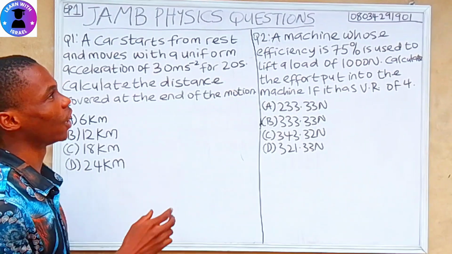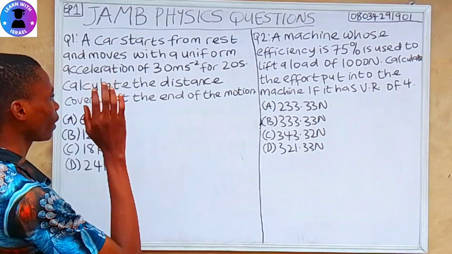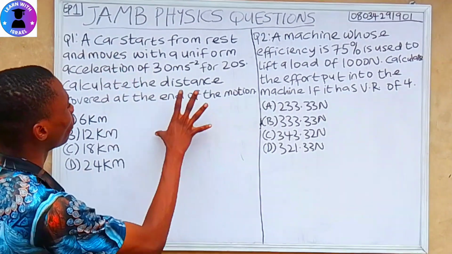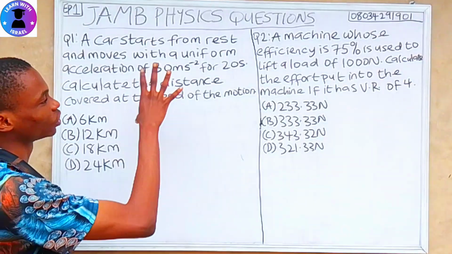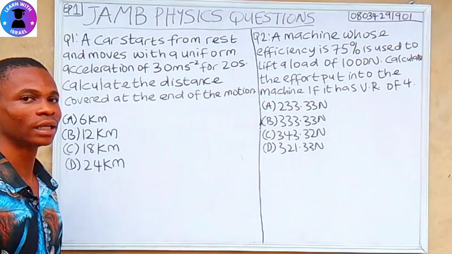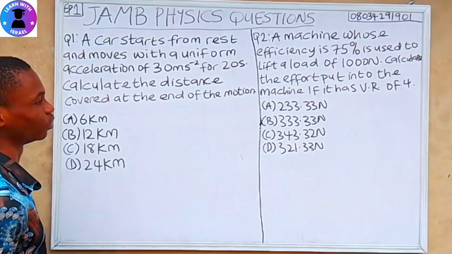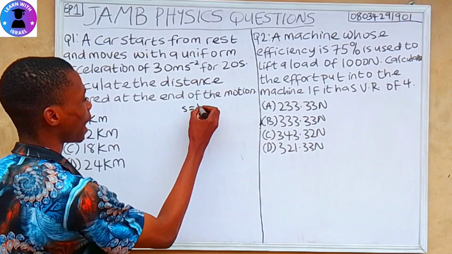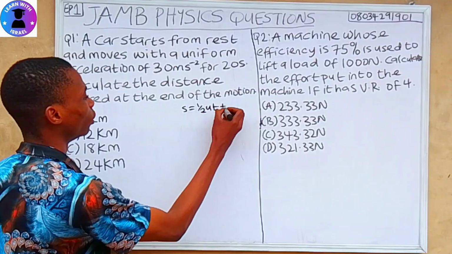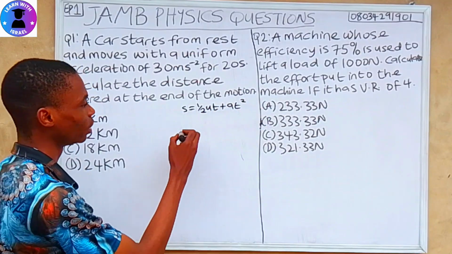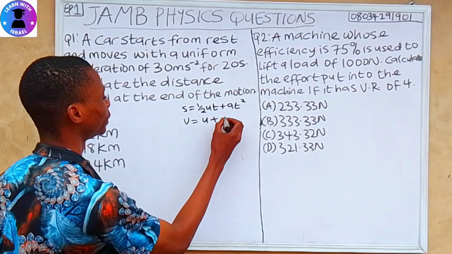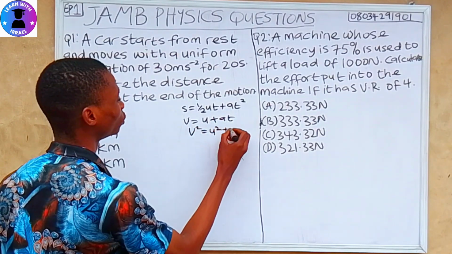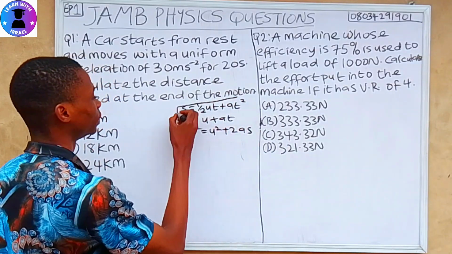We can't know our answer now except we solve this question. Before solving any question, we need to know the topic where it emanates from. The topic of this question is motion. And we have 3 formulas to solve this question. Let me write them out. The first one is S equals ut plus half at squared. The second one is V equals u plus at. The third one is V squared equals u squared plus 2as. So these are the 3 formulas.